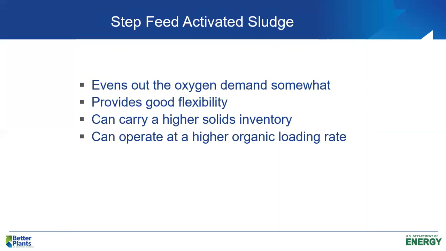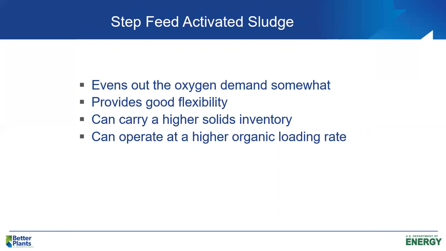If we add all the influent at the front of the reactor, then we're operating in the plug flow regime. If we add all of the influent to the last portion of the reactor, then basically we're operating in the contact stabilization mode, which we'll talk about in a moment. And you might say, why would we do that? Why would we put all of the influent in the final compartment of a step feed system?